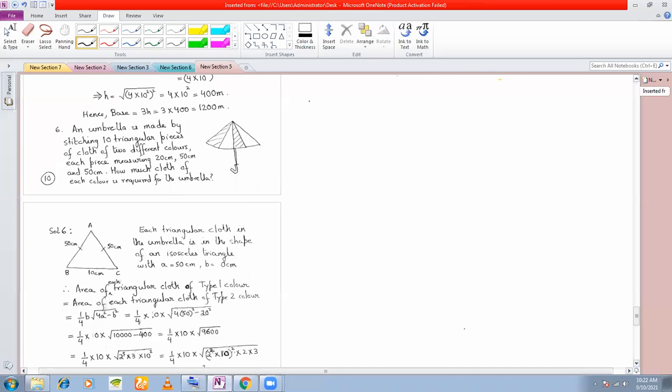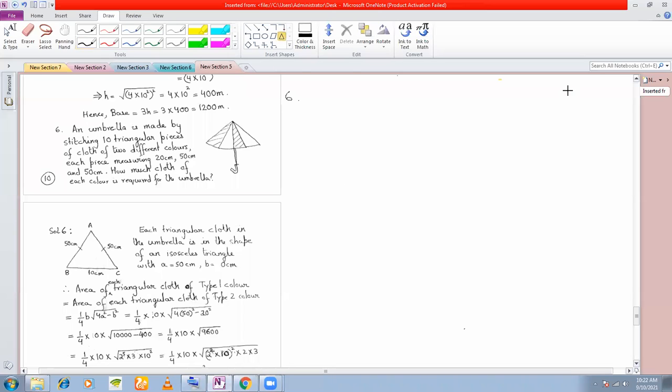Okay, look at this, number 6. An umbrella is made by stitching 10 triangular pieces of cloth of 2 different colors. So you have 2 different colors of cloth, and these colors are stitched alternately, each piece measuring 20 centimeter, 50 centimeter, and 50 centimeter. How much cloth of each color is required for the umbrella?